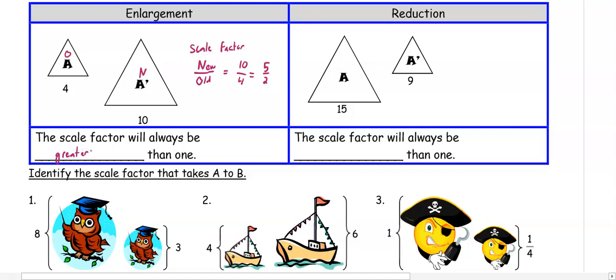So let's look at the flip side of a reduction. In a reduction for our scale factor, we're still going to do the new shape over the old shape. So our new shape has the apostrophe, the old shape does not. We have 9 over 15, which reduces to 3/5. If we are going to do a reduction, our scale factor is always going to be less than 1.